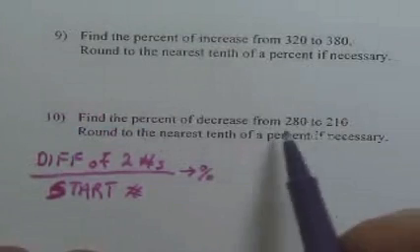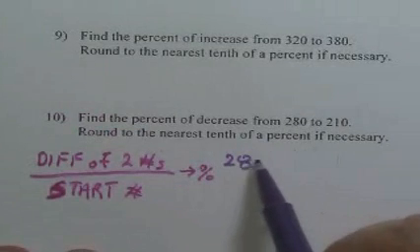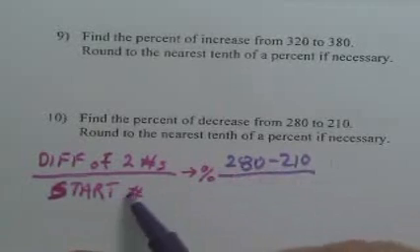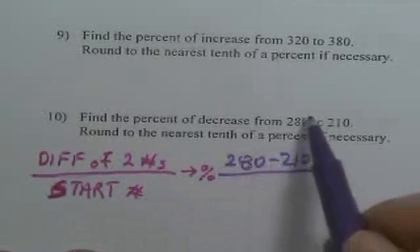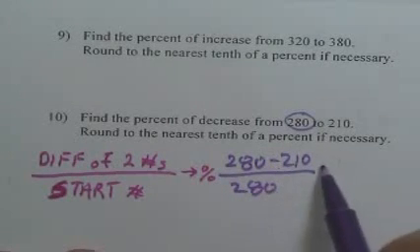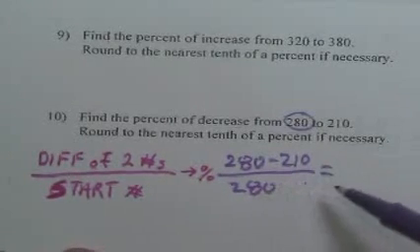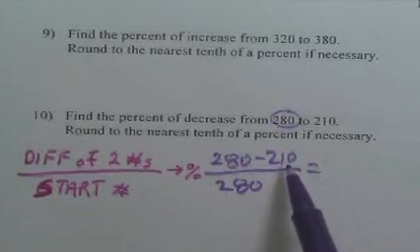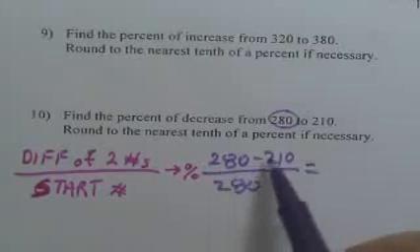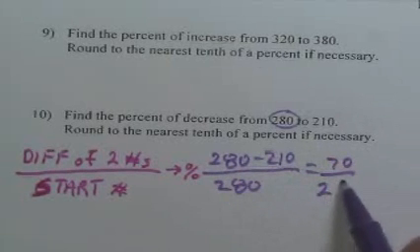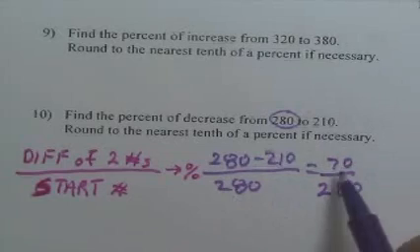So basically I have 280 minus 210, the difference of the two, all over the starting number. The starting number is 280. That's the number I started with. So I want to simplify this and then change it to a percent. Well, 280 minus 210, see 80 minus 10 is 70. So you have 70 over 280. Let's reduce this as much as possible.